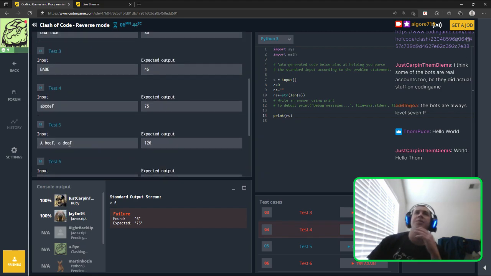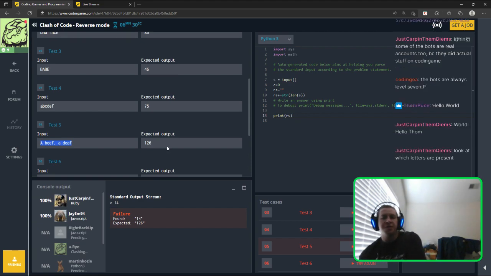So what else could be going on here? We've got, let me see, the length of 5. So 14. So if we were to start with the length and then manipulate it somehow, we would have to subtract. Yeah, look at which letters are present.